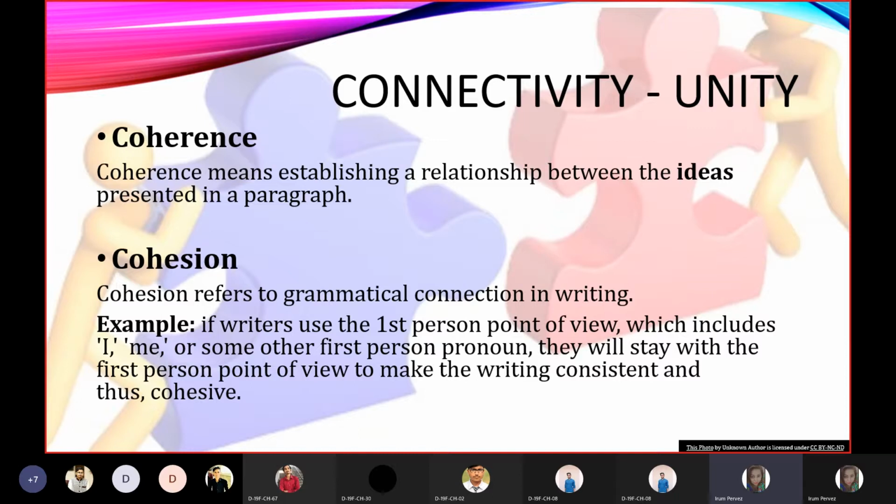So for better paragraph writing, it is really important that a paragraph should have these two things equally: coherence and cohesion. Coherence is connectivity of ideas, and cohesion is the connectivity of grammar. Or you can say that coherence is all about ideas, and cohesion is all about language. I have given you a number of examples where you can understand what we mean by cohesion and coherence. So if the difference is clear, please let me know. If you have any confusion or anything to ask, please write it down.